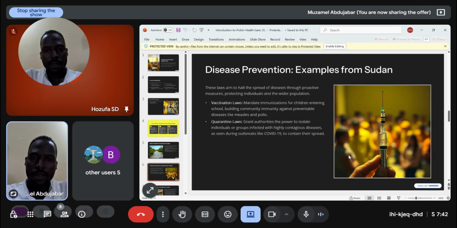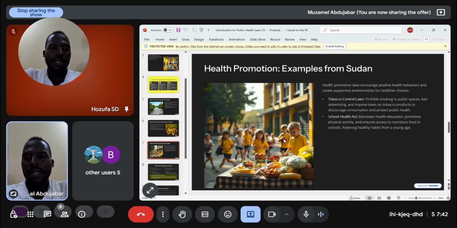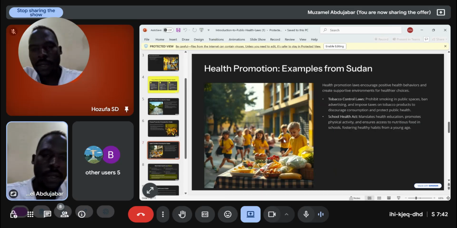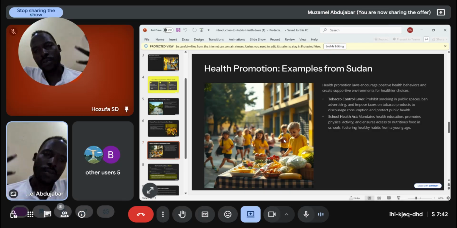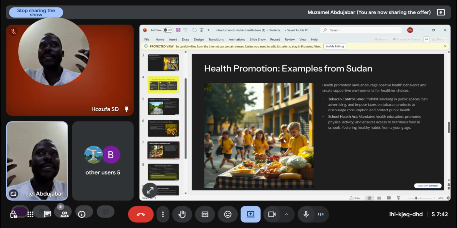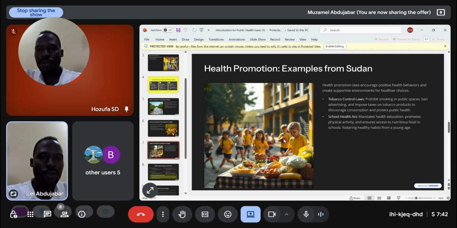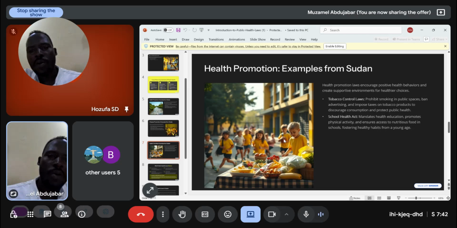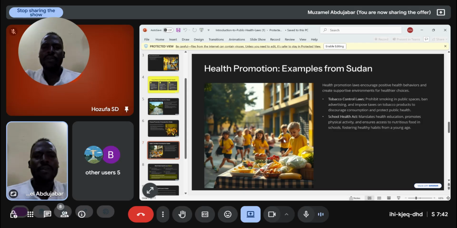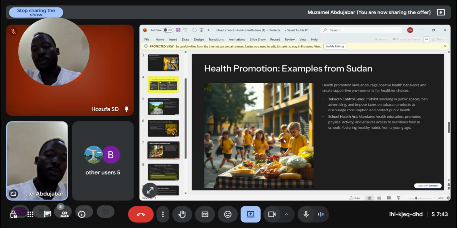Now let us go to the next slide. This is the last pillar, health promotion, with an example from Sudan. Health promotion law encourages positive health behavior, behavior that lets us keep our health good, and creates a positive environment for healthier choices. For example, tobacco control law prohibits smoking in public places. Now in Sudan, there is a tobacco health law that does not allow people to smoke in public places or public spaces, to reduce other people's exposure to smoke.